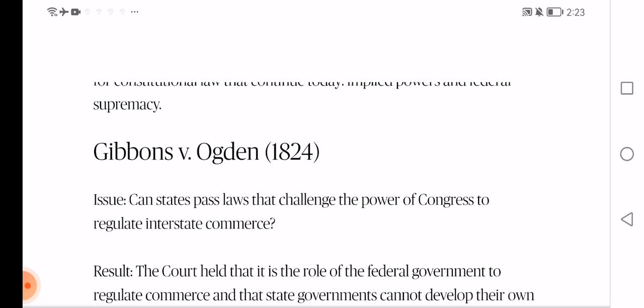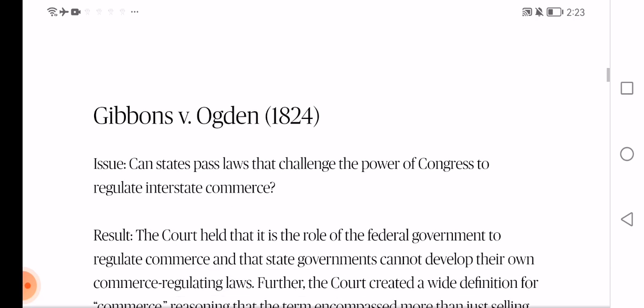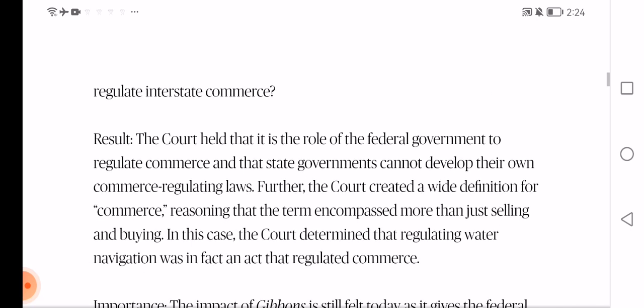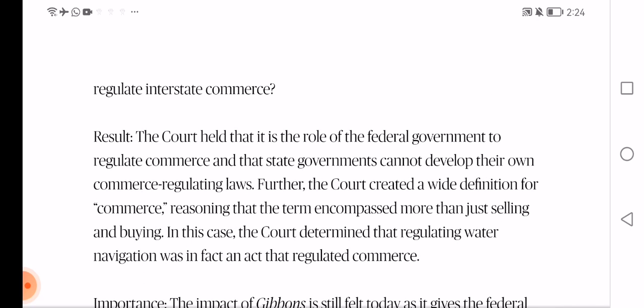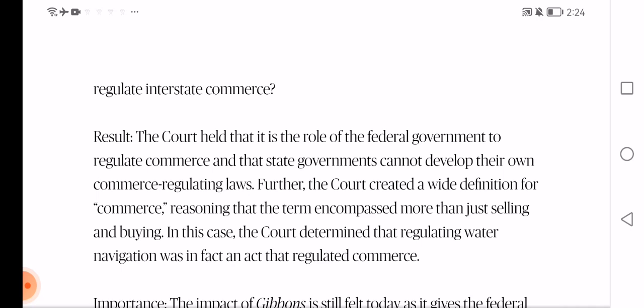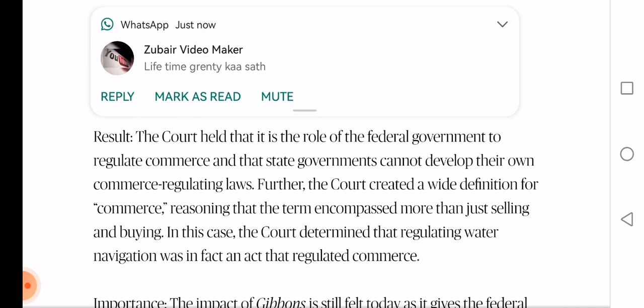Gibbons v. Ogden, 1824. Issue: can a state pass a law that challenges the power of Congress to regulate interstate commerce? Result: the court held that it is the role of the federal government to regulate commerce, and state governments cannot develop their own commerce regulation laws.